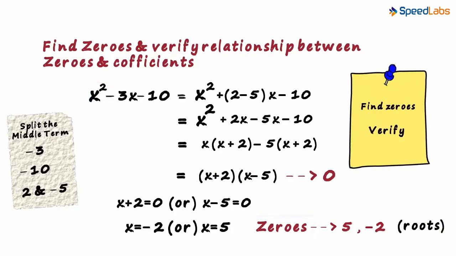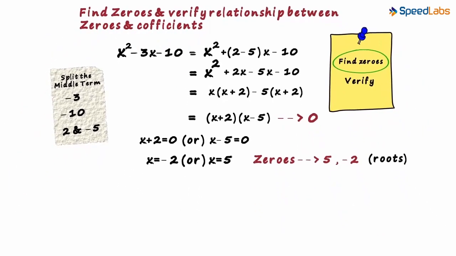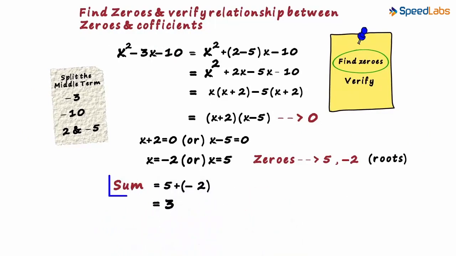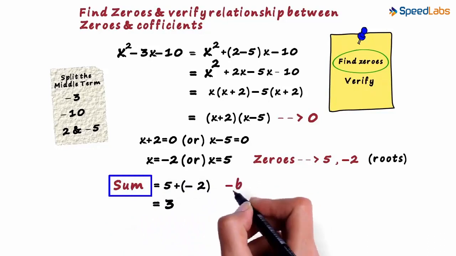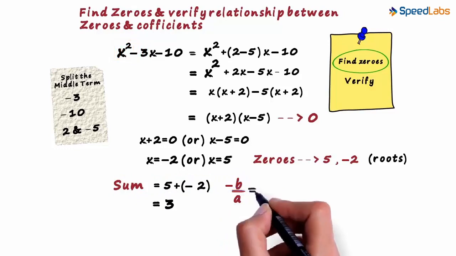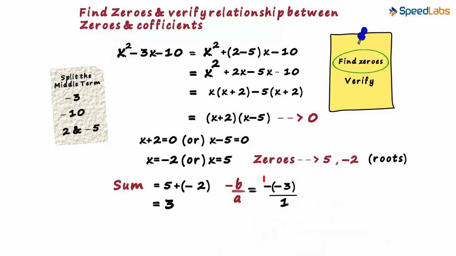We completed our first step. We found the zeros. Now we need to verify if they are correct. Let's zoom out a bit. First, let us calculate the sum of zeros. It is 5 plus minus 2, which equals 3. The sum should equal minus b by a. b is minus 3 and a is 1. So it equals minus of minus 3 by 1, and this ratio equals 3.